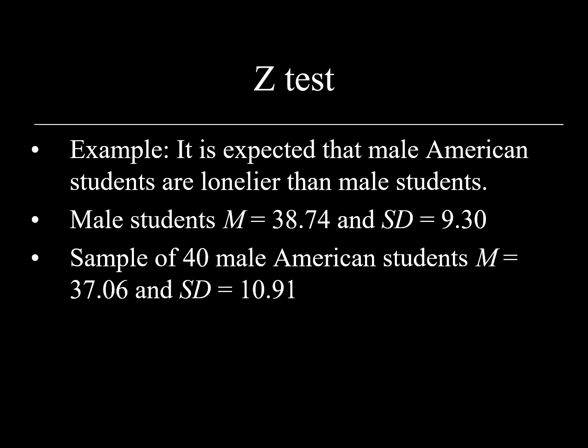So we know that male students across the board from a previous example have a mean of 38.74 and a standard deviation of 9.3. We take a sample of 40 male American students that we actually measure, and on the same scale find they have a mean of 37.06 and a standard deviation of 10.91. So again, thinking about what we need to know: the overall mean, we have that, 38.74. The overall standard deviation of the population, we have that, 9.30. We need the mean of our sample, which is 37.06, and we need to know how many people are in our sample, and it needs to be over 30. We have 40, we're good. So our assumptions are met, and we'll assume that this is normally distributed data.